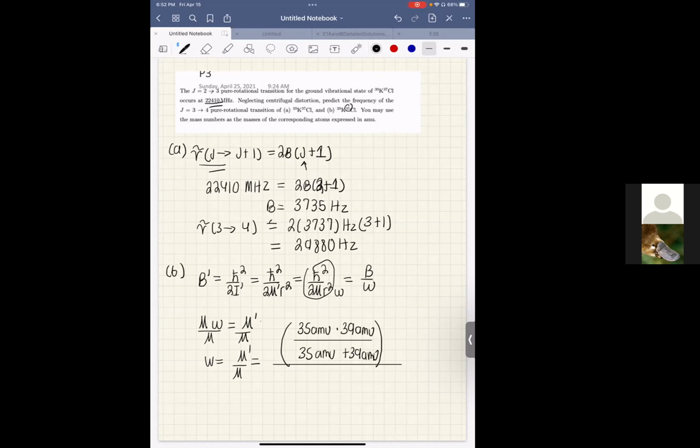And it's going to be over the reduced mass of the old molecule, which is 37 AMU times 39 AMU over 37 AMU plus 39 AMU. And this is going to equal 0.9715.